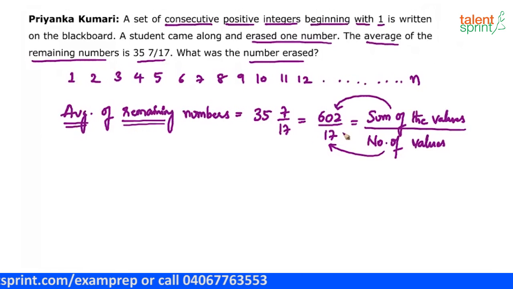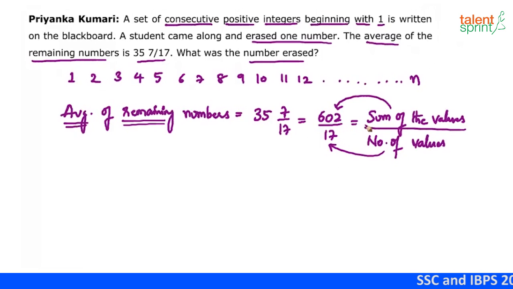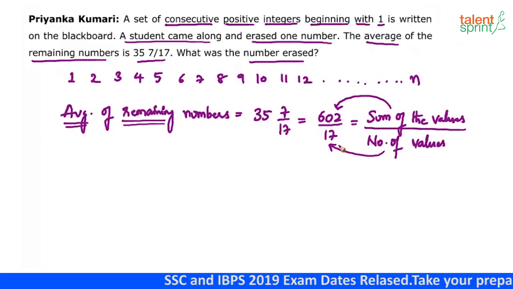So this is not the ideal case. This is one of the possibilities that it could be 602 by 17. But if you think of it, the remaining numbers are 17. That means originally there were 18 numbers. What do you mean by remaining? One number was erased. A student came along and erased one of the numbers. So if the remaining numbers are 17, that means originally there were 18 numbers.